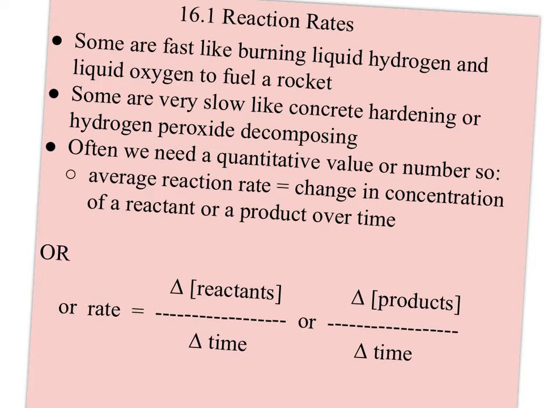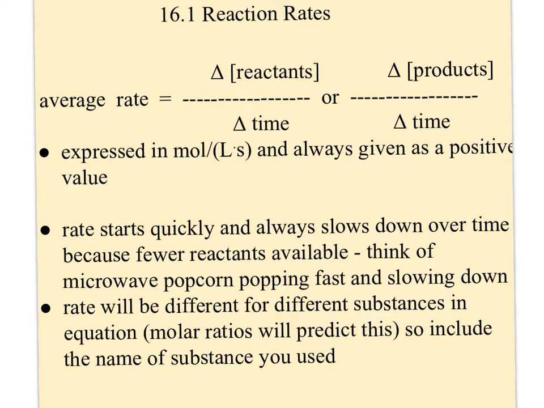So often we need a quantitative value or a number so we know a little more about the reaction rate. What we're calculating is called the average reaction rate, which is the change in concentration of any of the reactants or products over time. Another way to express that is, like I have it at the bottom, we use the delta to represent change. So the change in concentration of a reactant or the change in the concentration of a product over your change in time. And the other thing that makes reaction rates a little bit unusual is you can only look at one rate at a time, so you're only using one reactant or one product.